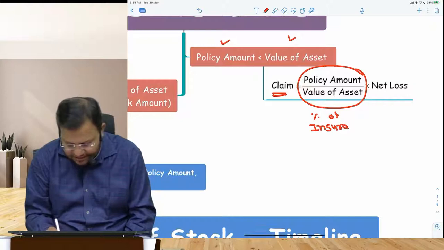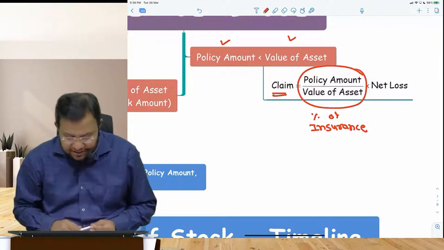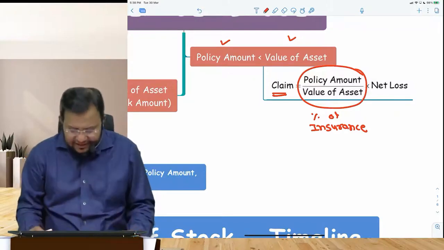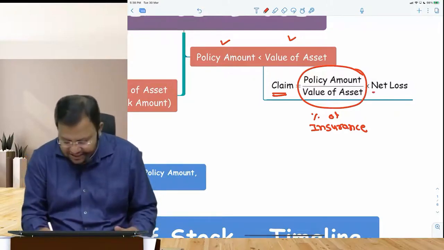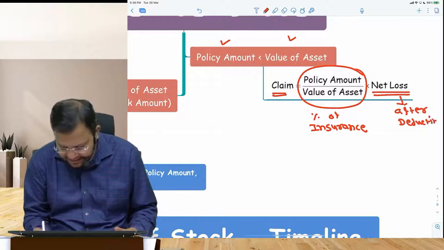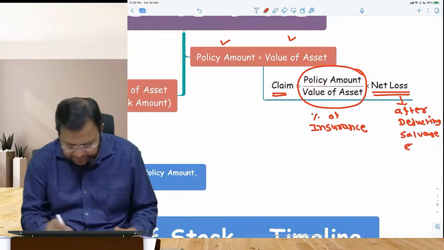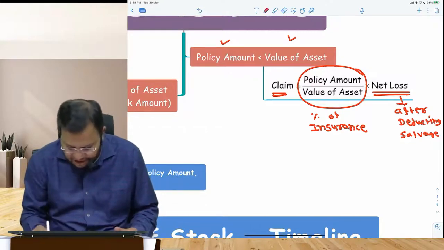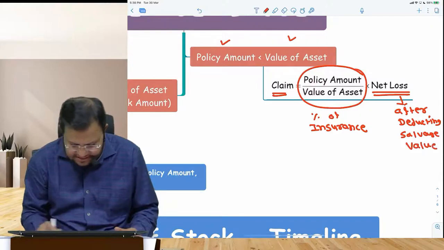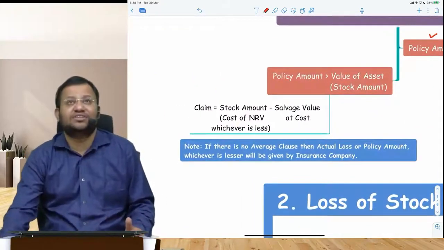multiplied by net loss. So how do you find a percentage of insurance? Policy amount divided by value of asset into net loss. This net loss is after deducting salvage value. So your claim shall be settled on pro rata basis.